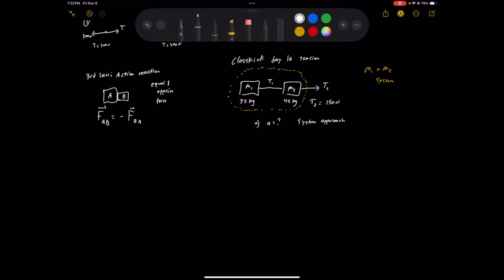So let's actually work through that using Newton's second law. We have that the net force is equal to the mass of the system, so that's M1 plus M2, times the acceleration of the system. They're going to be moving together, accelerating together. And that has to equal the external force, which is just T2, right? So the sum of the forces on the system, there's only one external force that we're looking at here. That's T2, which is equal to 150 newtons.